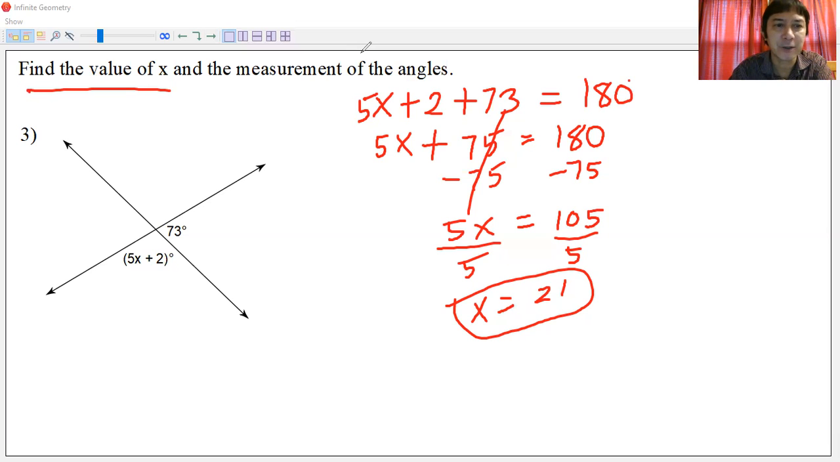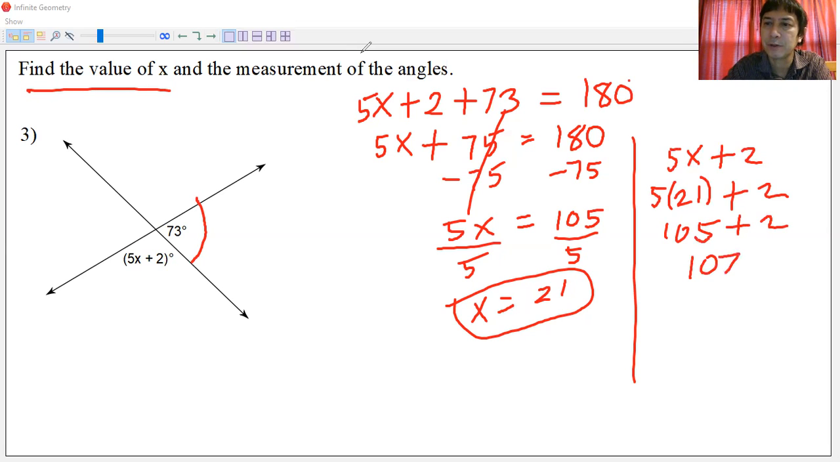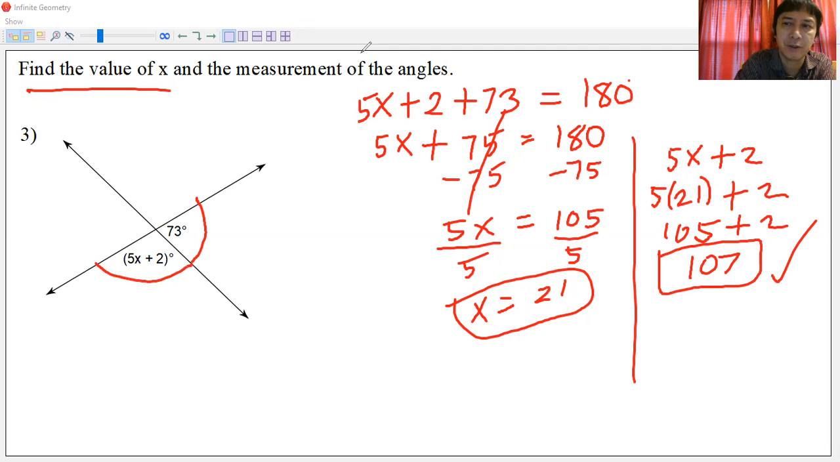Now the measurement of the angles. One of them is 73, of course, it's there. Now the other one will be 5x plus 2. We use now the 21. So 5 times 21 plus 2, that will be 5 and 10 plus 2, that's 107. So this is the 107 degrees.